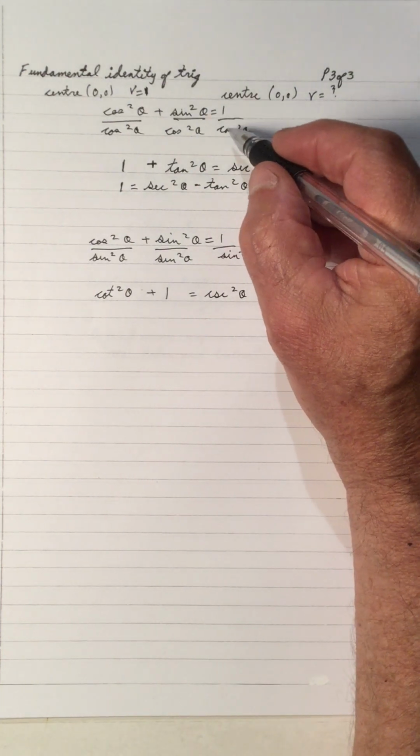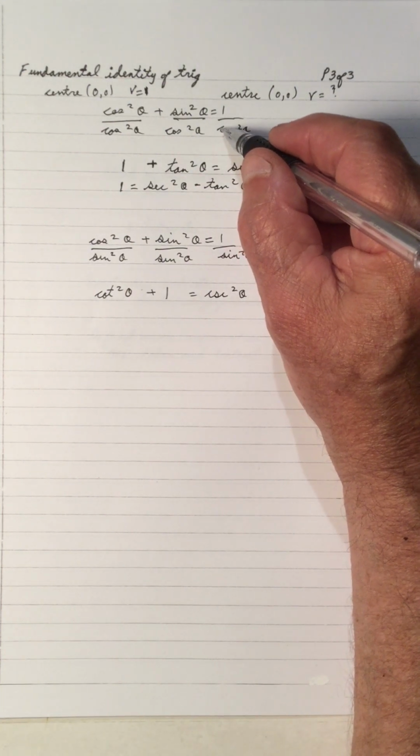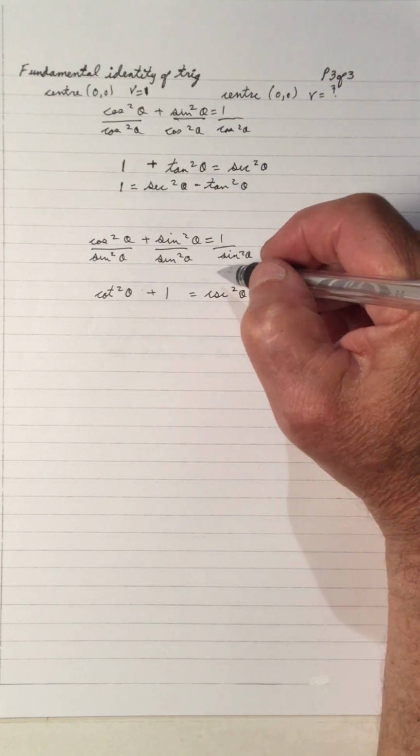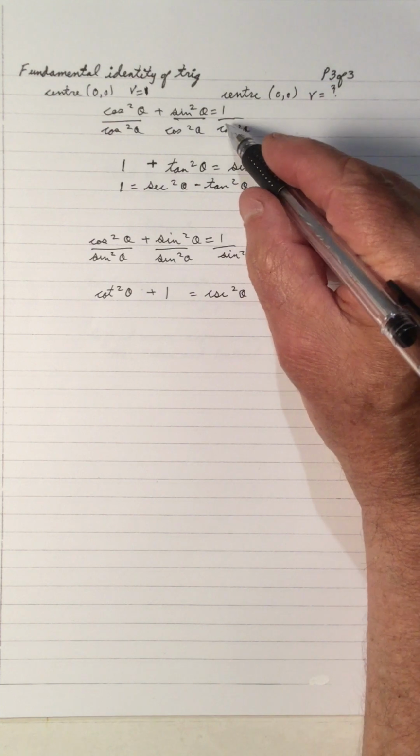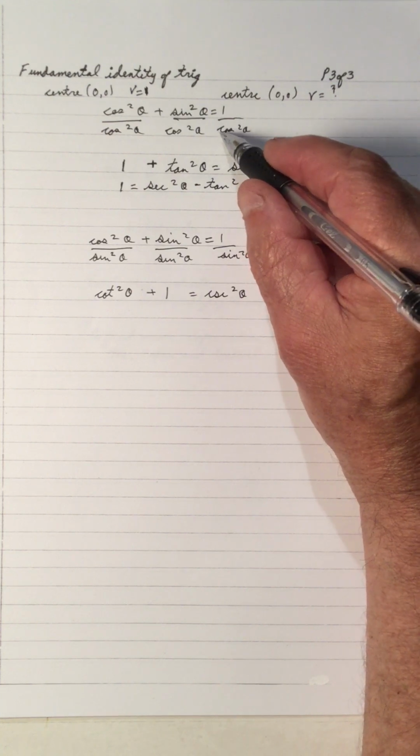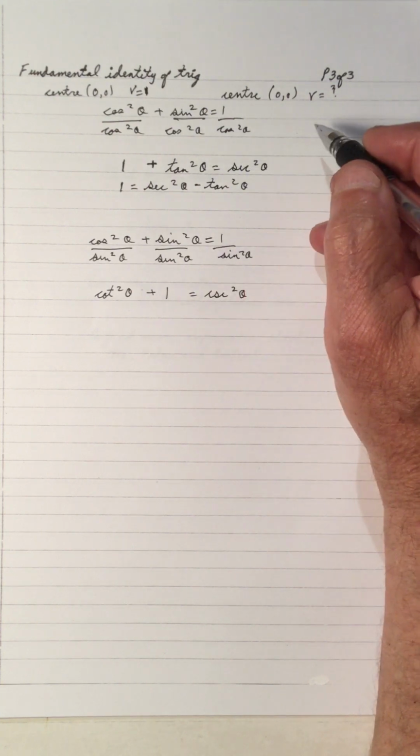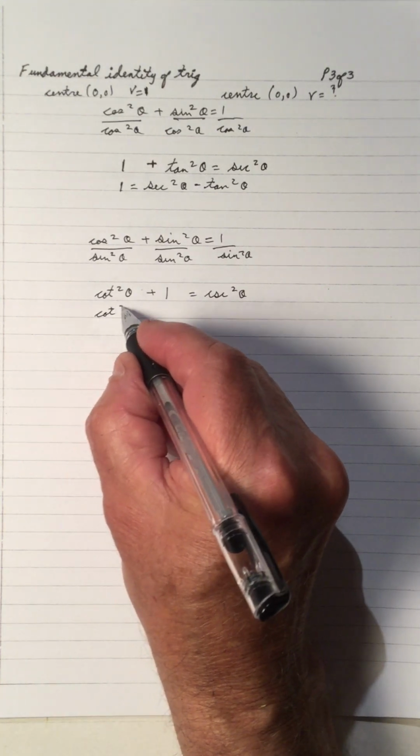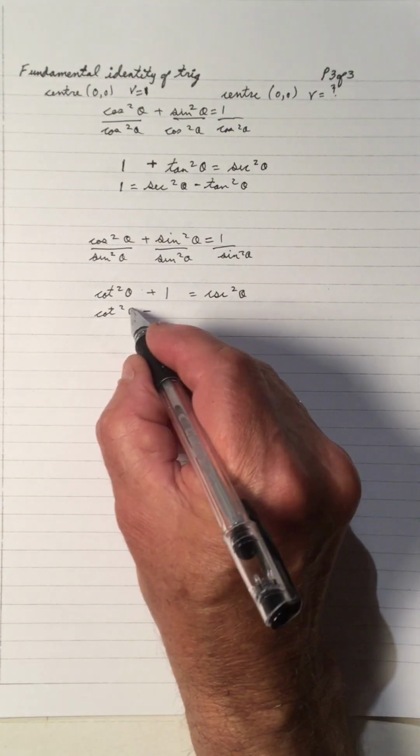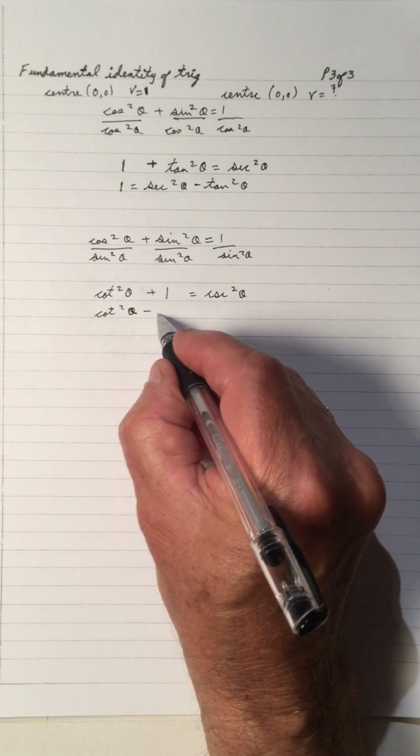And how I know: if you've got a C, you have an S. If you have an S, you have a C. So the reciprocal of sine is cosecant. The reciprocal of cos is secant. CS, SC.